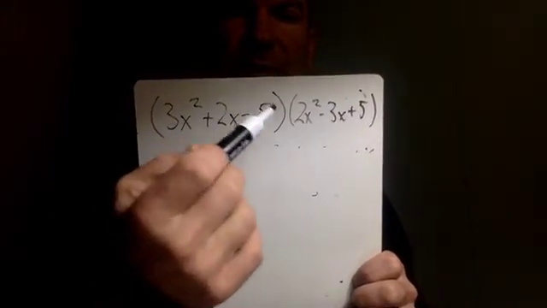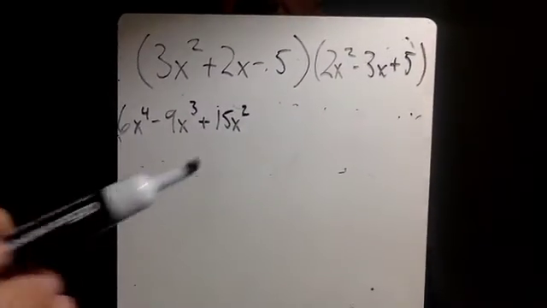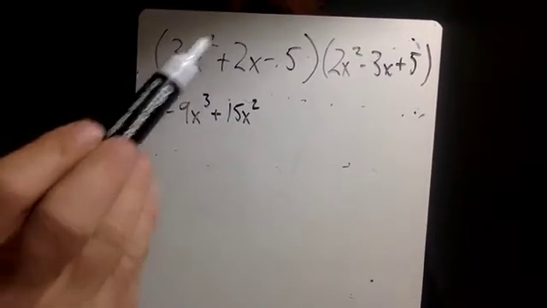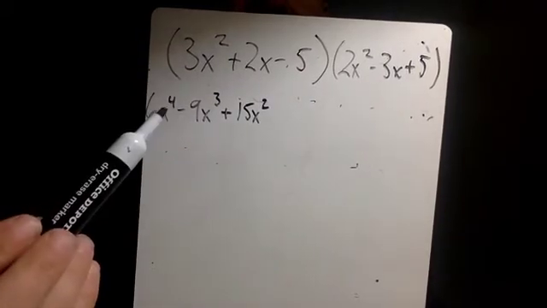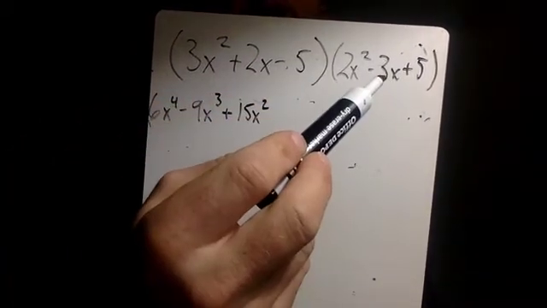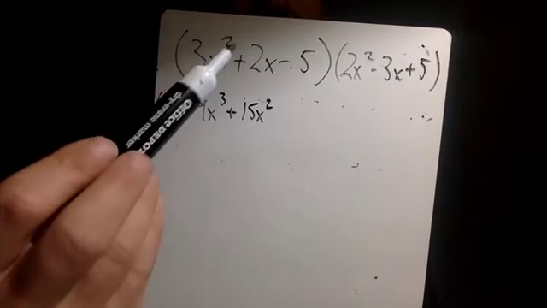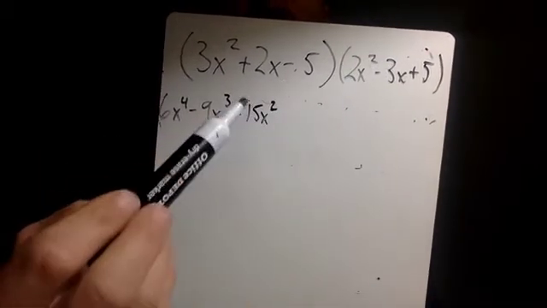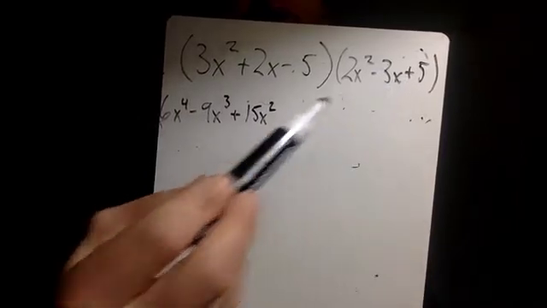3x squared times 2x squared, that's x to the 4th. And it's 6, 3 times 2, so 6x to the 4th. And then 3x squared times negative 3x is minus 9x to the 3rd plus 15x squared. So those are the first 3 terms you get when you distribute the 3x squared. 3x squared times 2x squared, that was your 6x to the 4th. 3x squared times negative 3x, that was your negative 9x to the 3rd, a 2 plus a 1 exponent. And then a 3x squared times 5, 15x squared.